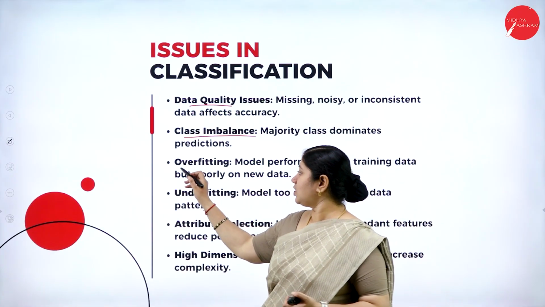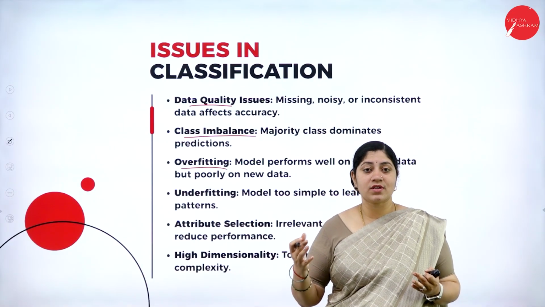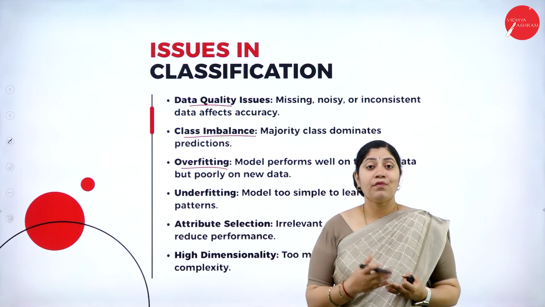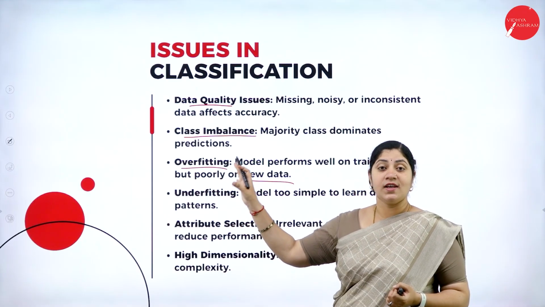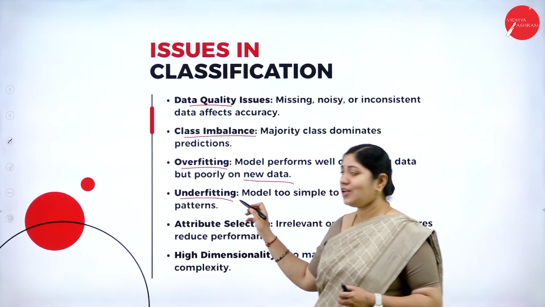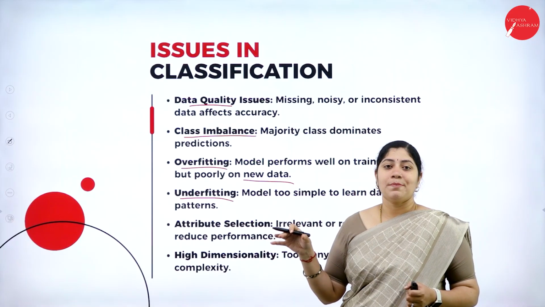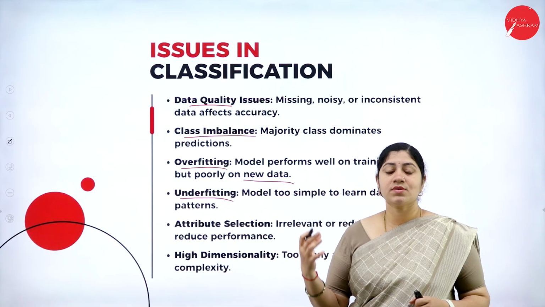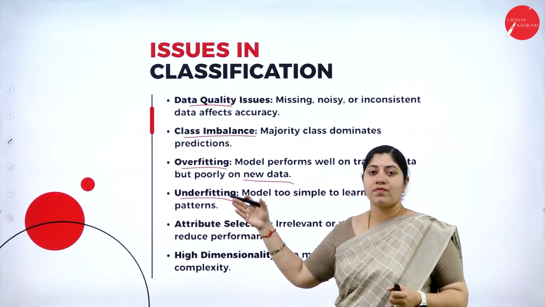The third issue is none other than overfitting, which means a model performs very well on the training data, but performs poorly on new data. So that is overfitting, and yes, definitely it will be counted as an issue, right? The next issue is underfitting. When the overfitting criteria is missed, we move to underfitting, correct? This model learns very simple data patterns. Yes, this is one of the drawbacks.